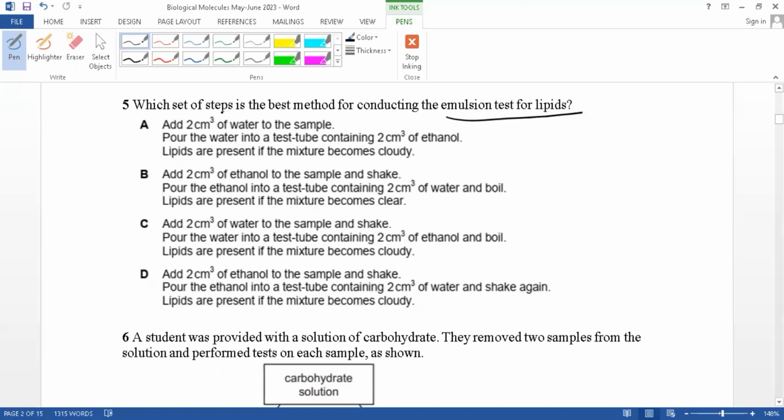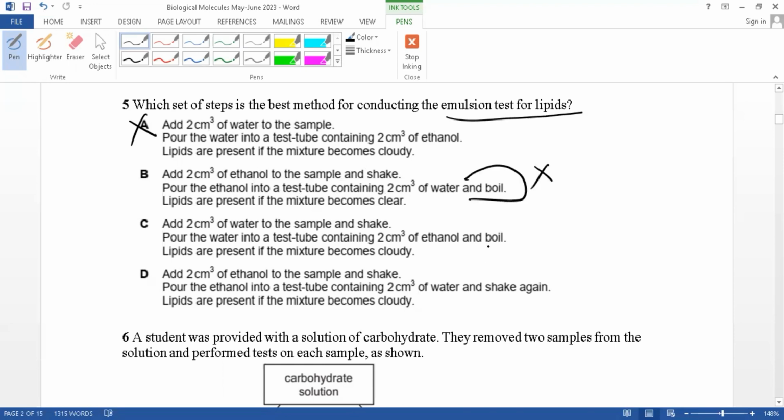That is wrong, because you have added 2 centimeter cube of water to the sample, and you're adding water first and afterwards you're adding ethanol, so that's wrong. Then, add 2 centimeter cube of ethanol to the sample and shake. Pour the ethanol into a test tube containing 2 centimeter cube of water and boil. That boiling is wrong.